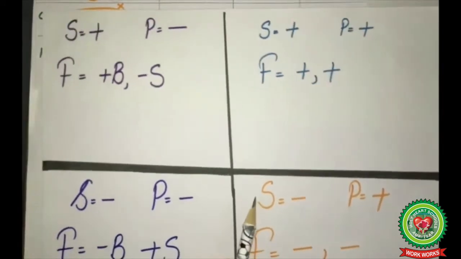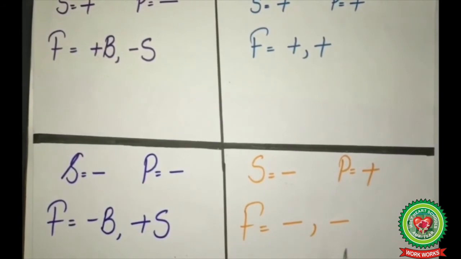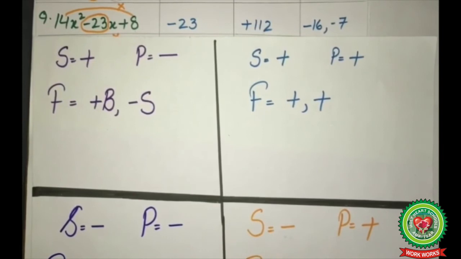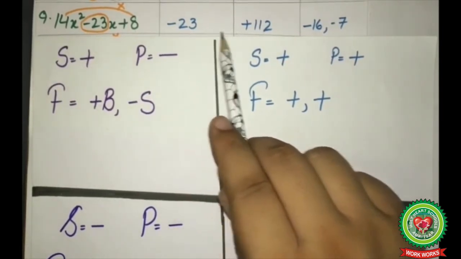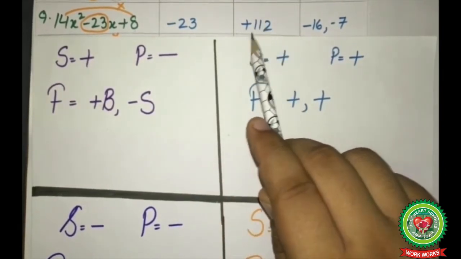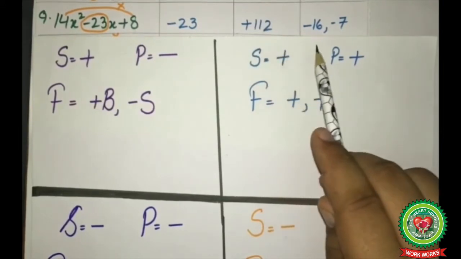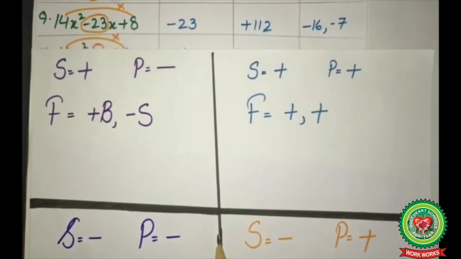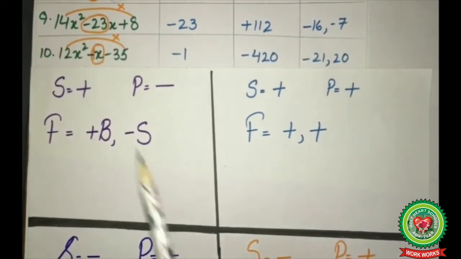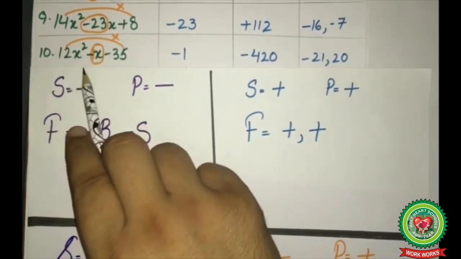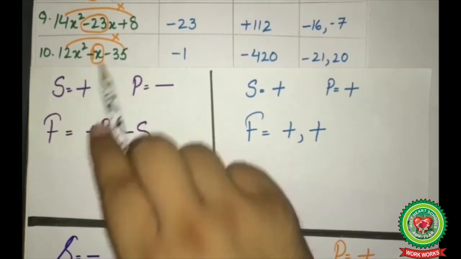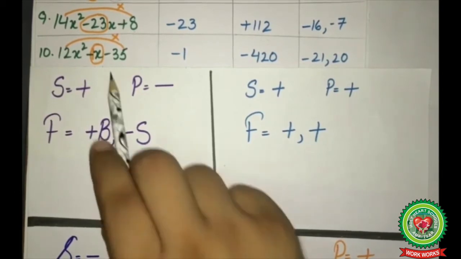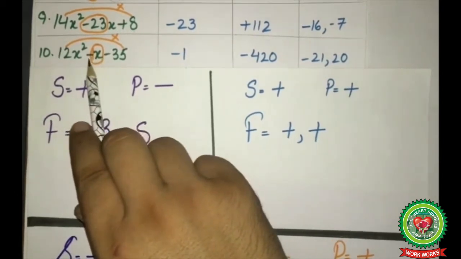Now the sum is with the minus sign and the product is with the plus sign. So both the factors will be with the minus sign, and the two numbers which give the sum as minus 23 and product as plus 112 are minus 16 and minus 7. The last example that we are going to discuss is of 12x square minus x minus 35.